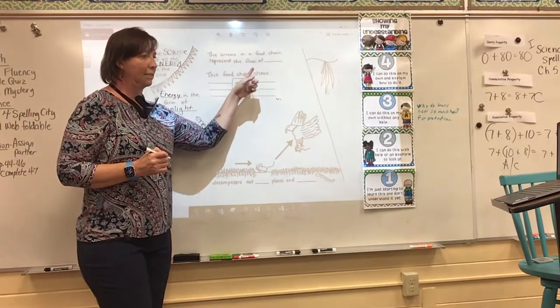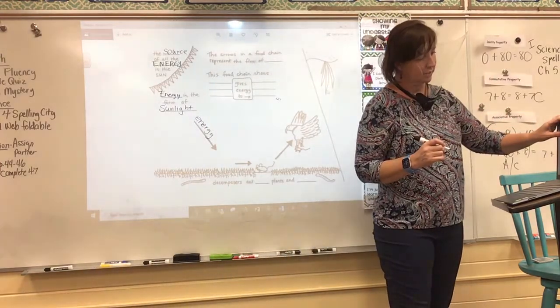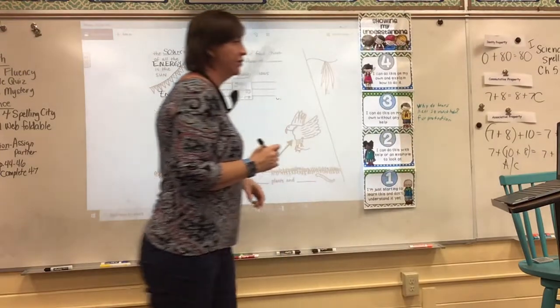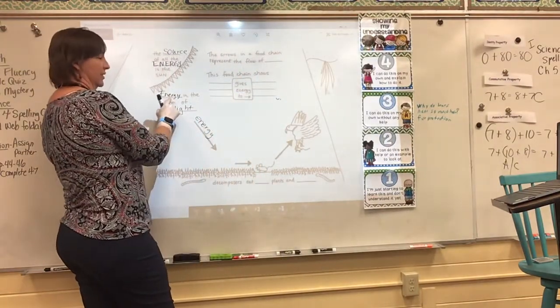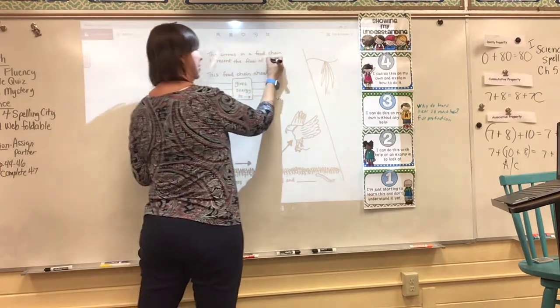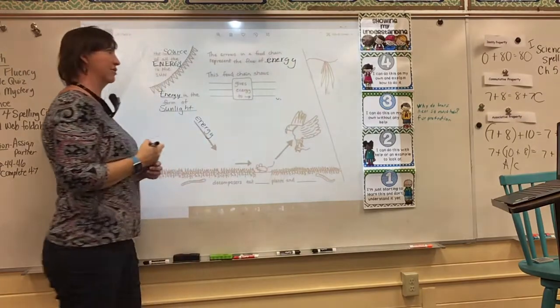And when we look up here on the top, the arrows in the food chain represent the flow of energy. This word energy is going to be used over and over and over. It's the flow of energy.